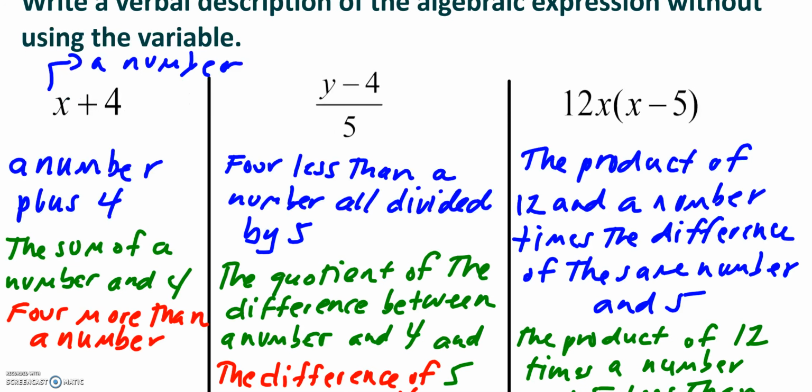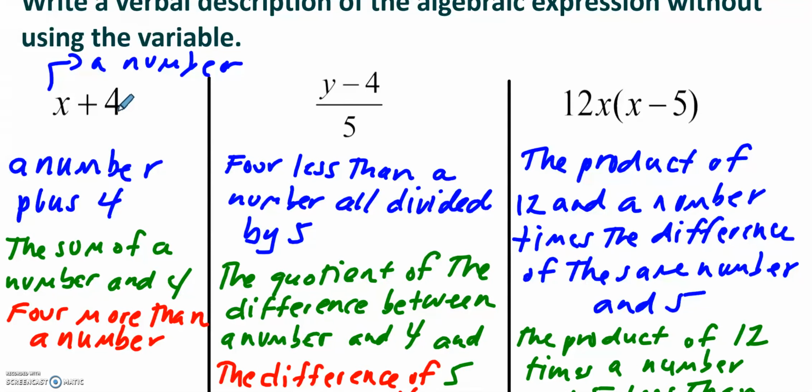All right, guys, so feel free to pause the video whenever you'd like to write some of these down. For the first one, x plus 4, I wrote down 3 options. You could say a number plus 4. You could say the sum of a number and 4. You could even say 4 more than a number. And of course, there's probably more options, but those are a good 3 to start with.